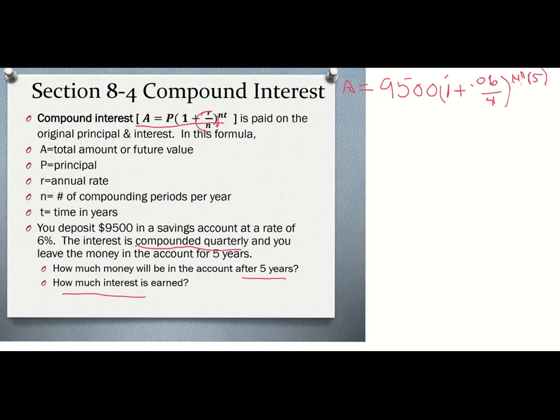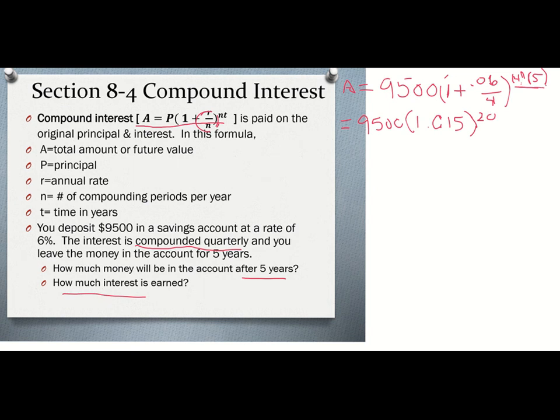So again, order of operations, we'll do those parentheses first. When I calculate the parentheses, again, you never want to round your answers at all until you get to the very end. So I'm going to take order of operations inside the parentheses, do 6/100 divided by 4, and add 1. And that is going to give me, keep my 9,500 on the outside, times 1.015, and it's raised to the 20th power. And I just got 20 by multiplying the 4 times the 5.